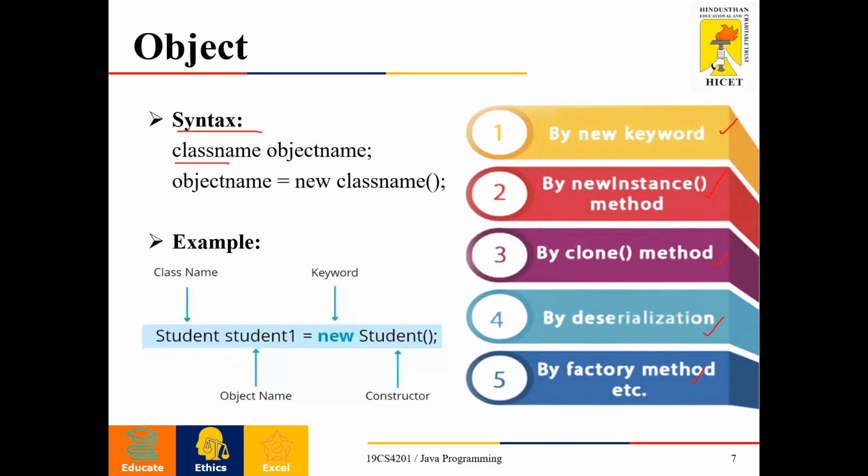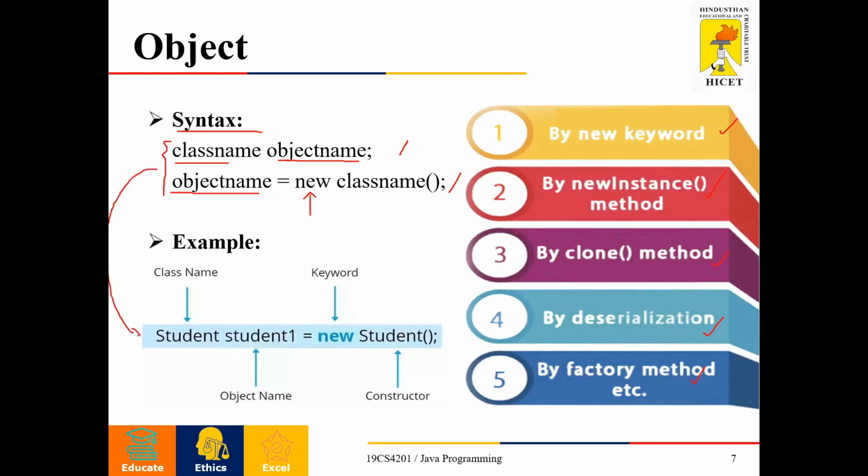So the class name, space, object name for creating an object, and the second line allocates the memory for the object with the help of the new keyword. These two statements can be combined as a single statement, which I've given as an example.